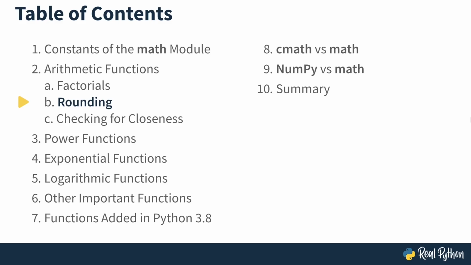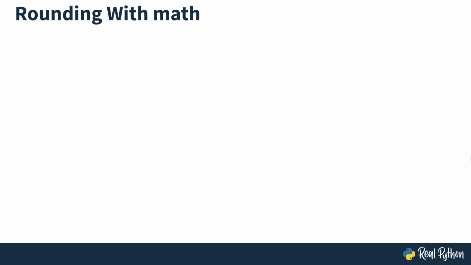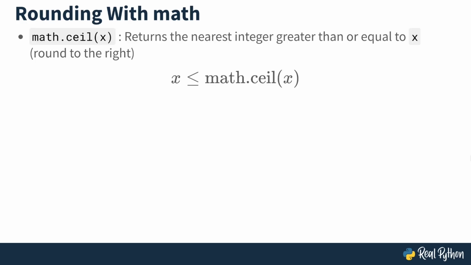Rounding floats to ints. Let's see the functions in the math module that do this. There are 3 functions in the math module that round a float to the nearest integer. The first one we'll take a look at is ceil, which is short for ceiling, and ceil of x returns the nearest integer greater than or equal to x. So if you think of the real numbers as points on a number line, when you take the ceil of x, this will round to the right. And so ceil of x will return the integer that's closest to the x, but on the right of x.